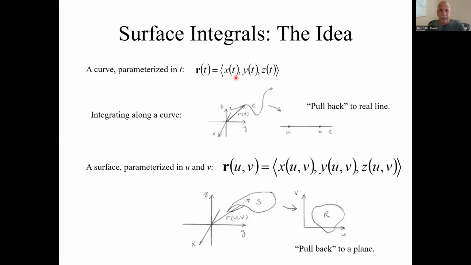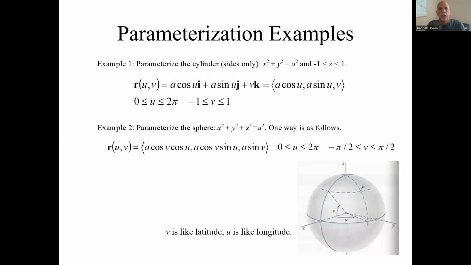Just like as you vary this parameter t in the work integral, you got the path. So that's the idea. We're going to try to pull it back into UV's parameter space of two parameters or two variables and integrate as a normal double integral over some region or surface. So let's talk about parameterization a little bit with a couple of examples.